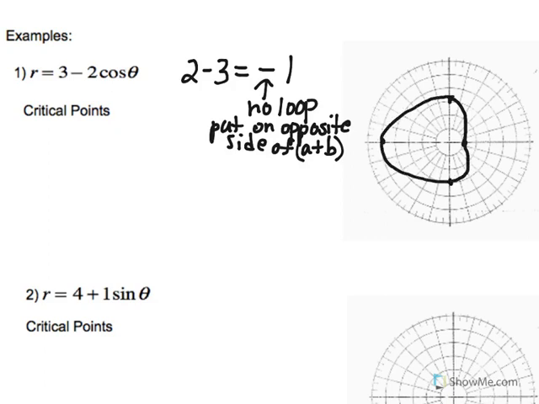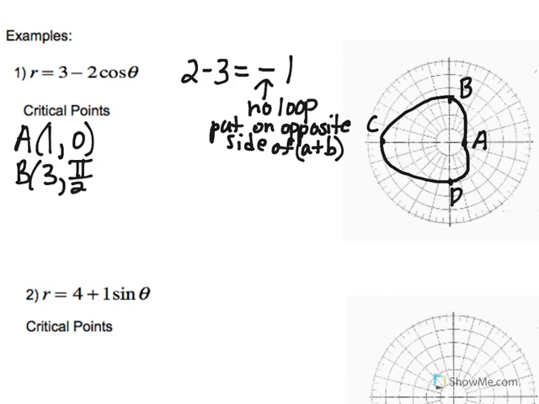I always thought these kind of looked like lima beans, so Limacon, lima bean. Kind of an okay connection. Only for the no-loop ones, though. So here, you can write A as 1, 0. B is going to be 3 pi over 2. C is going to be 5 pi.